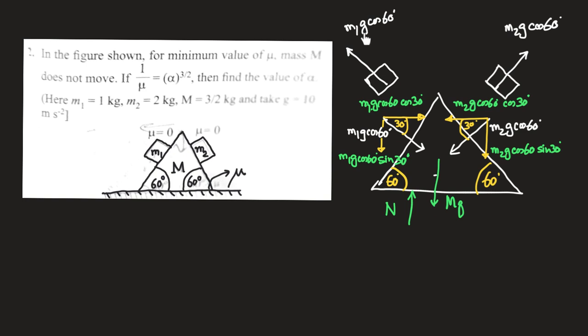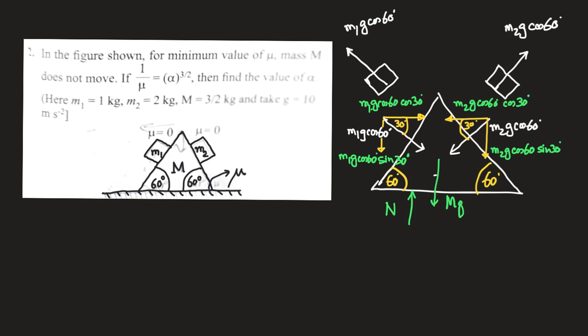Obviously the normal reaction on this block is m1g cos 60. On the other block it is m2g cos 60, and by Newton's third law the same normal reaction will act on the wedge, and that too will have a horizontal component and a vertical component. This also has a horizontal component and a vertical component, and for the wedge, mg, and normal reaction is N. Which one is greater? So m2.